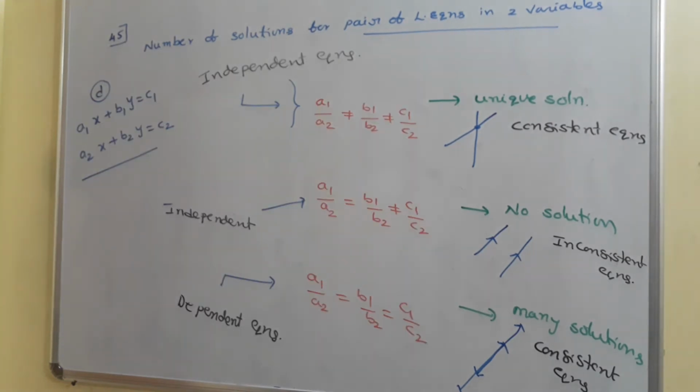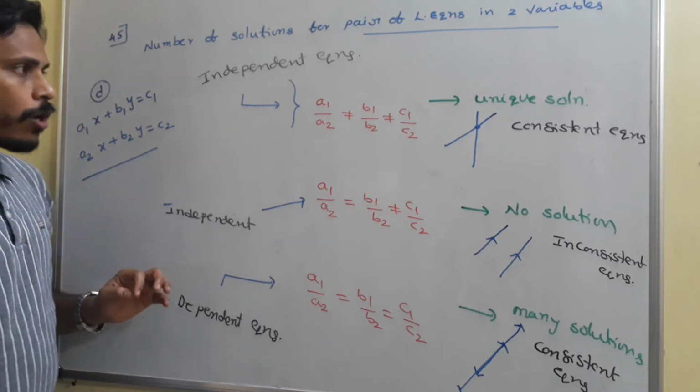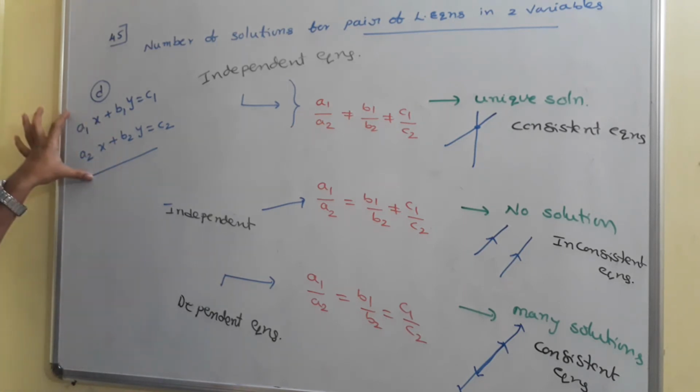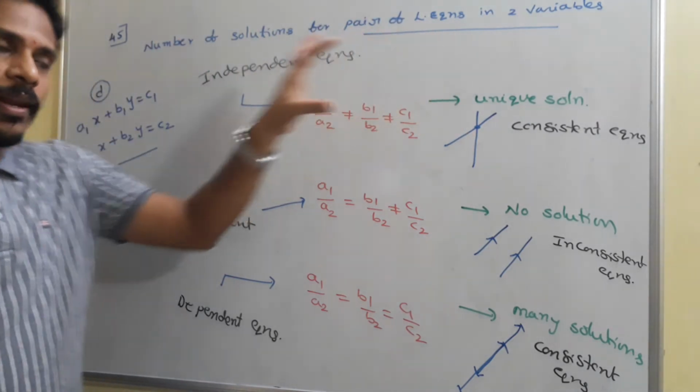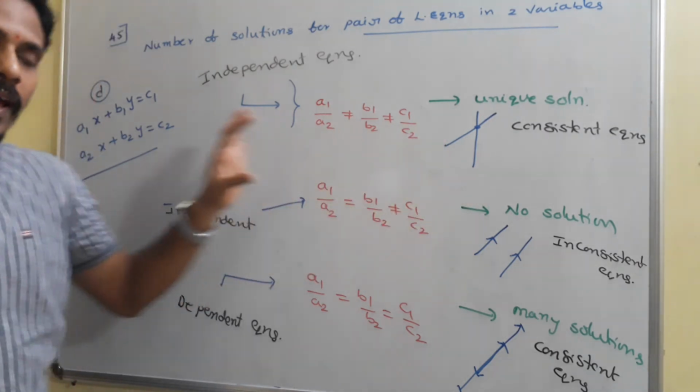So just look at the general form. If I have a pair of linear equations in two variables, simply you say a1x plus b1y is equal to c1, a2x plus b2y is equal to c2. And now I am going to check, related to these equations, when they have a unique solution, when they have no solution, and when they have many solutions.